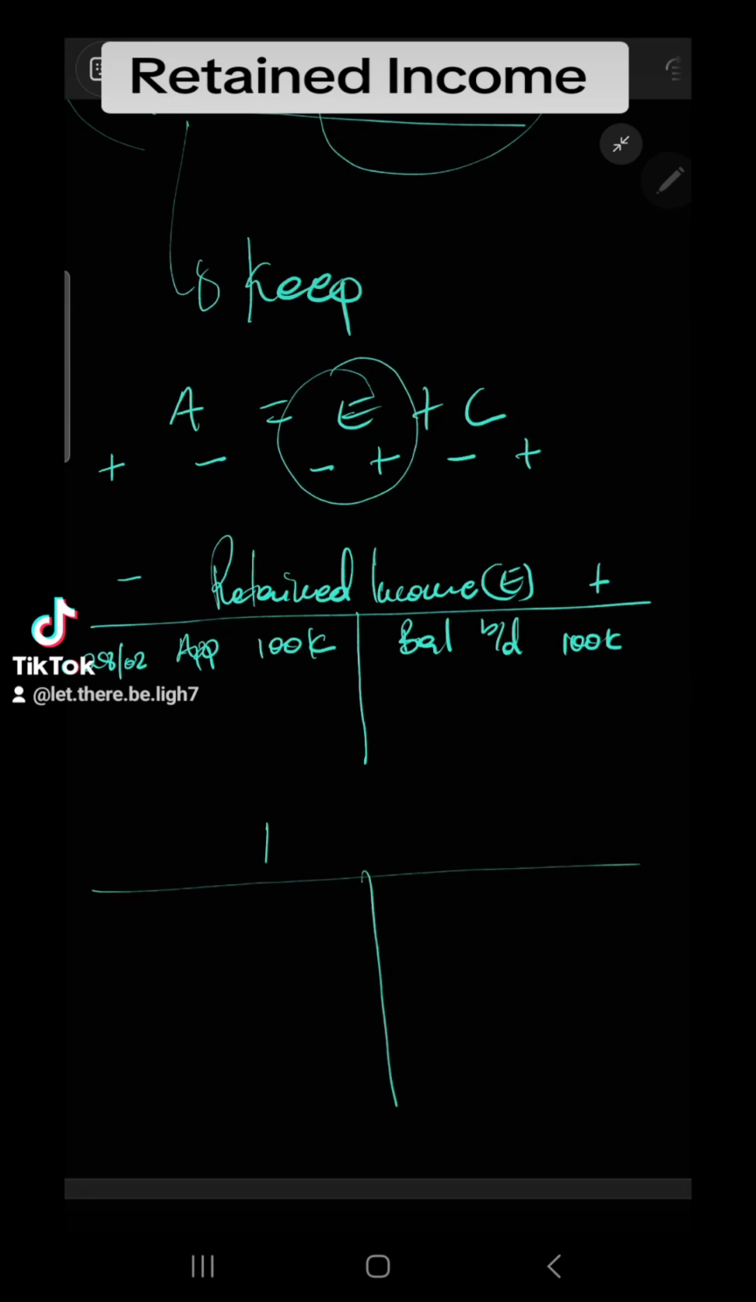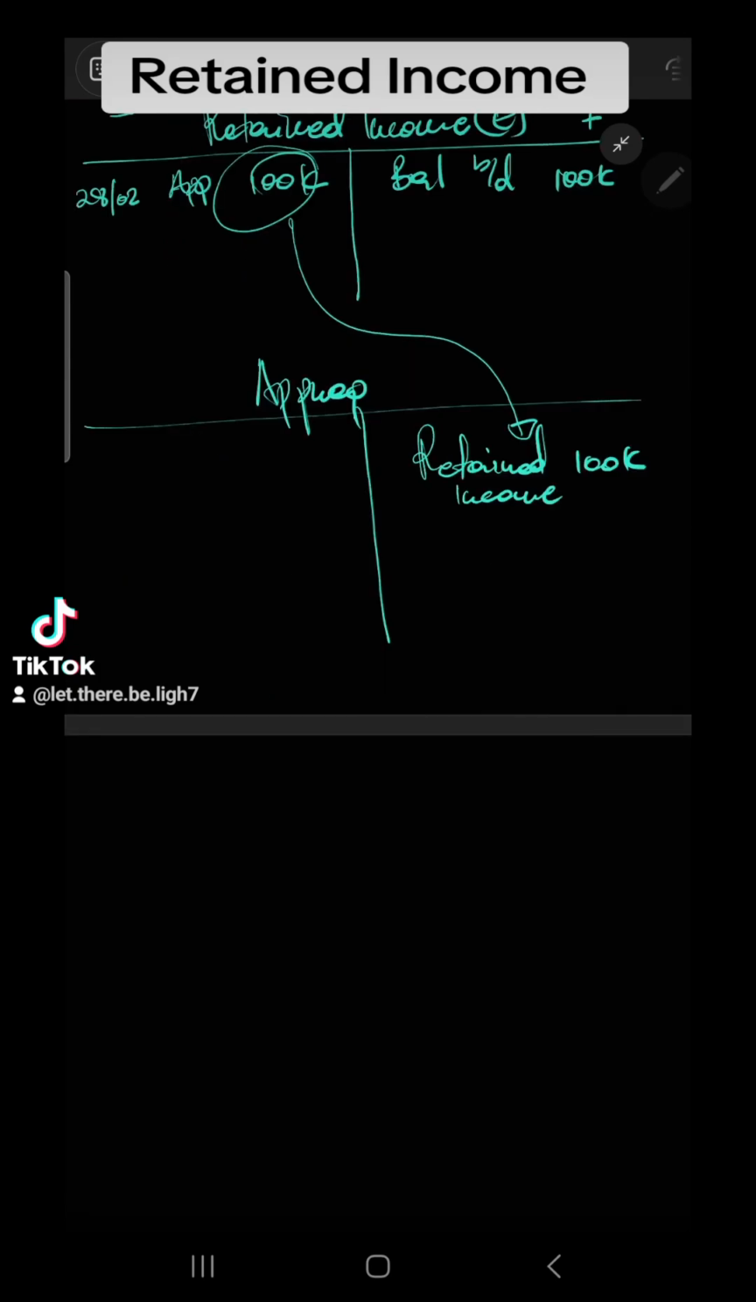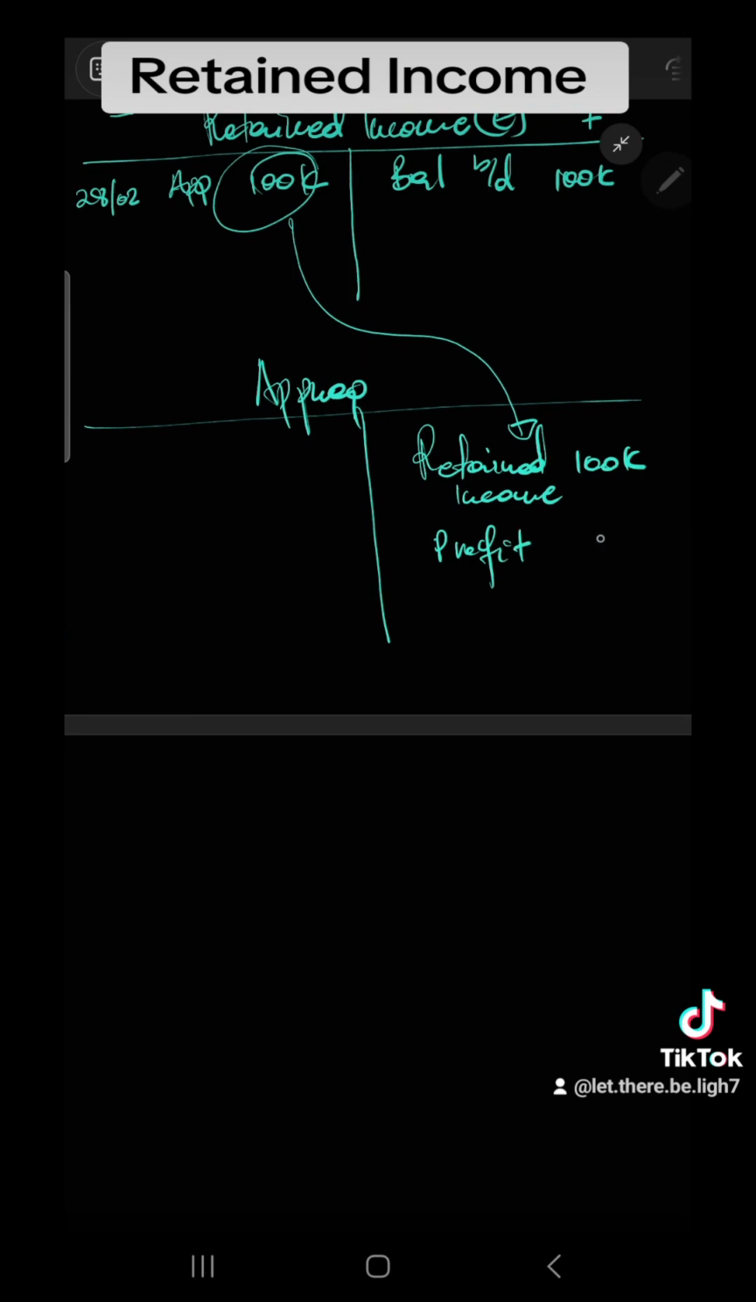That means that your appropriation account will be credited. Remember, the appropriation account increases on the credit side. So the appropriation account will be credited with what? With retained income. After taking this profit plus the current year profit, you are going to share this income amongst dividends and income tax, and whatever is going to remain is going to be transferred back to the retained income account.